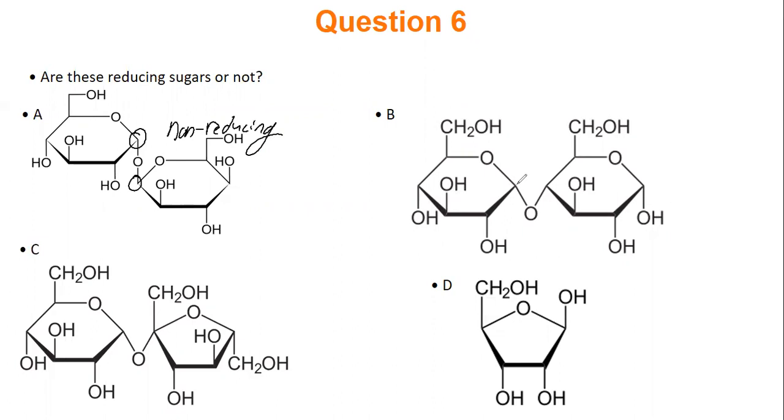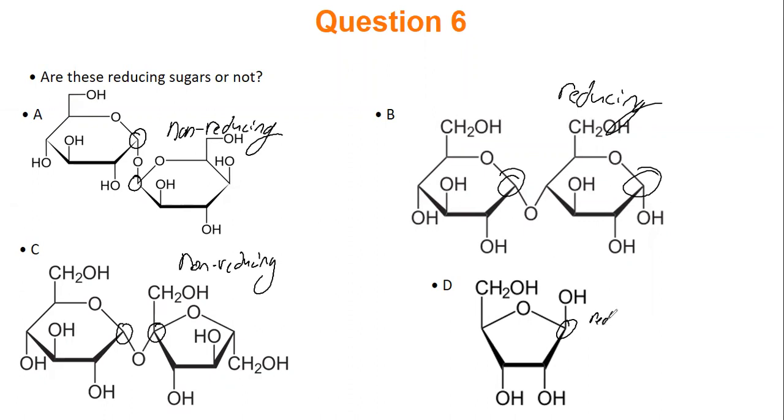B, let's look at anomeric carbons. Anomeric carbon right here, because it's connected to two oxygens, and anomeric carbon right here. This anomeric carbon on the right does not have a glycosidic bond. So this is reducing. C, here, anomeric carbon, two oxygens. And we have to find our other anomeric carbon, which is right here, two oxygens. That's kind of tricky with these 5-member rings. So remember, just look for the two oxygens. So this is non-reducing. D, well, anomeric carbon right here, there's no glycosidic bond. So any monomer would be reducing.